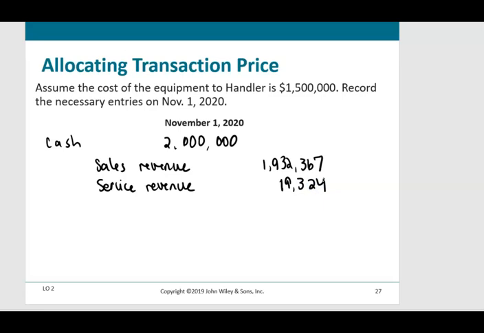And what about the difference? What about for the amount of the training? Well, we're receiving the cash related to the training, but we haven't provided the training yet. So what account do we call that when we're receiving cash in advance of a service that we have to provide to our customers in the future? That would be unearned service revenue.